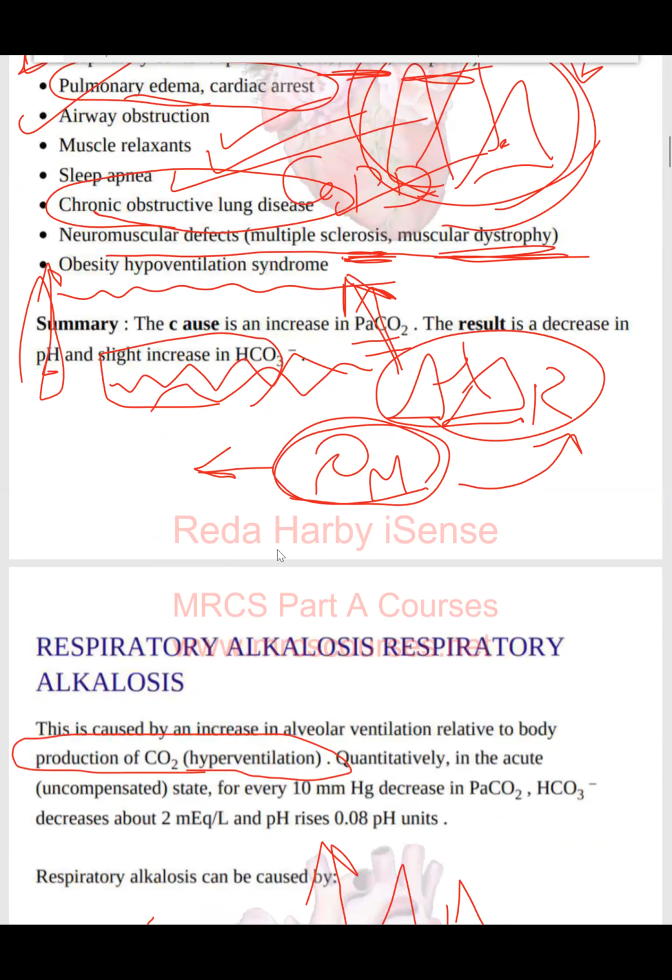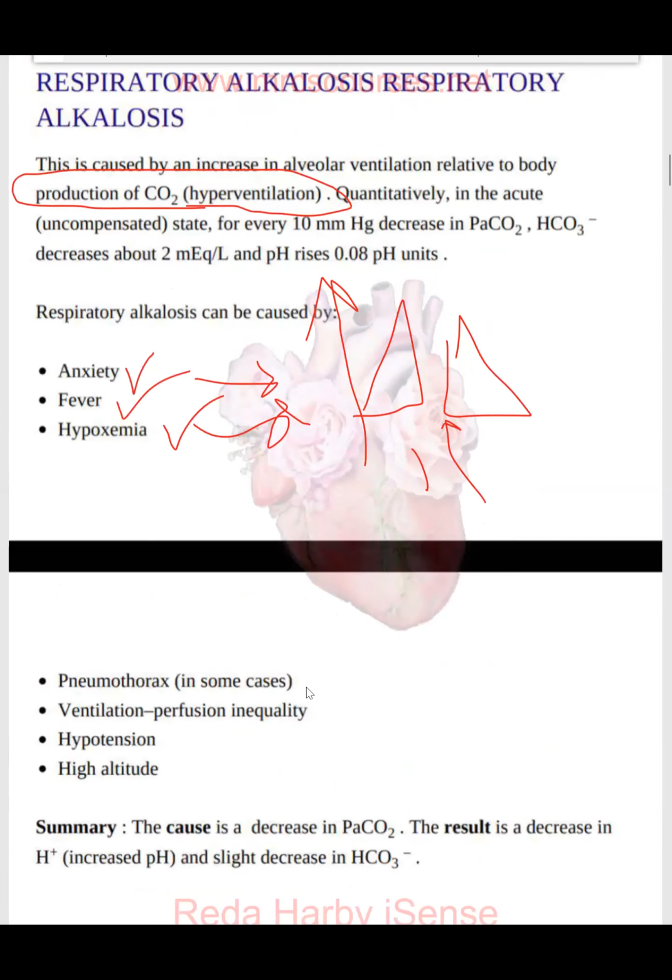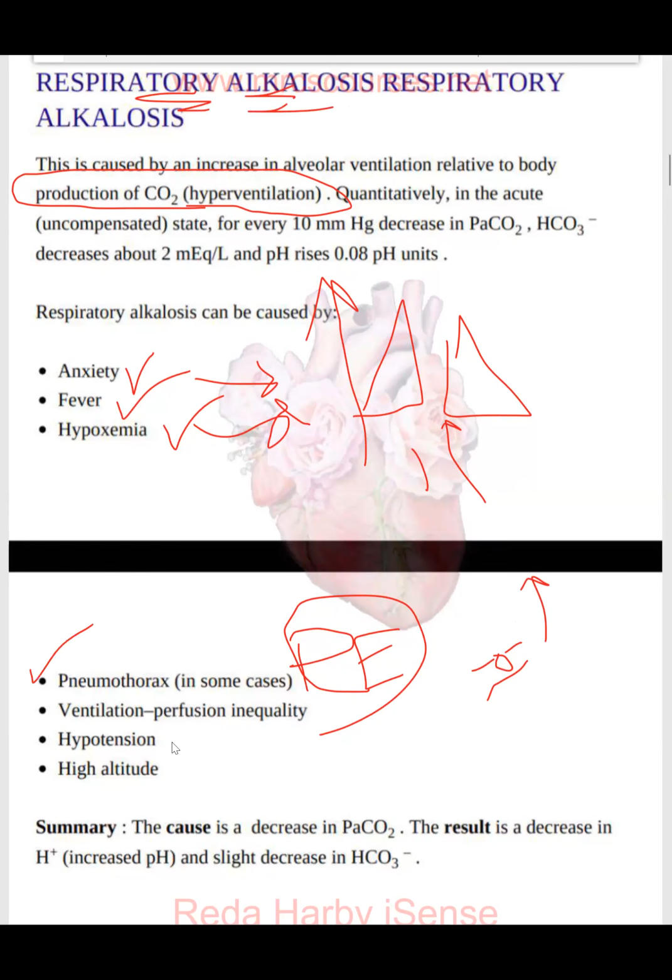Okay, pneumothorax, and don't forget pulmonary embolism. Why? Pulmonary embolism will make very severe tachypnea, because the pulmonary trunk is occluded by an embolus. So the patient will be in tachypnea, trying to compensate for this, washing out the CO2, and the result will be respiratory loss of acid, alkalosis. Very nice. So pneumothorax or pulmonary embolism. Hypotension and high altitude, pregnancy, and any cause that cause hyperventilation.